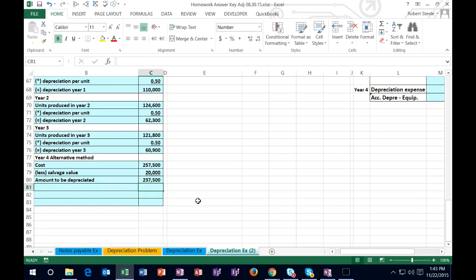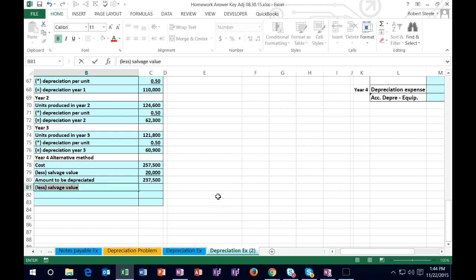So if we think about this, if we want to leave the books with 20,000 in them at the end of the calculation of the depreciation over the useful life, then the amount that we have to depreciate over that time period is 237.5. Why? Because 257.5 minus 237.5 will leave us with 20,000, which is what we want to happen because that's the salvage value. So now we have to think about, well, how much have we depreciated so far?